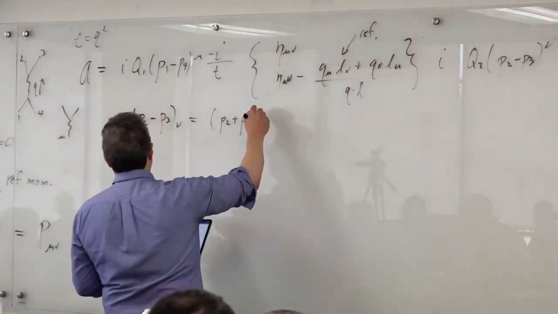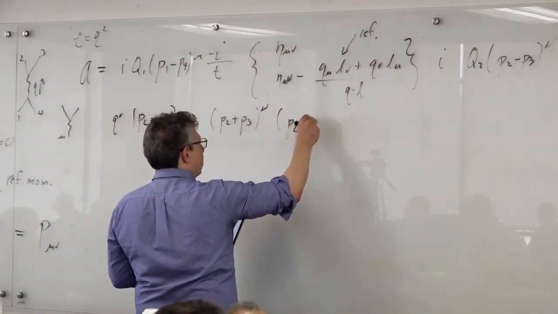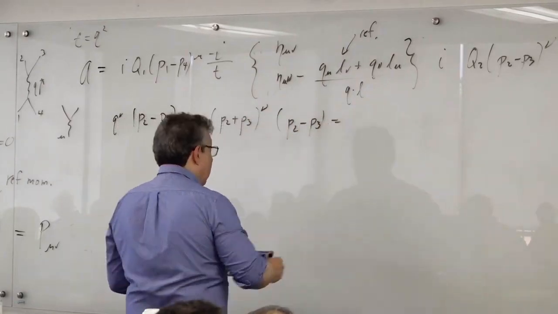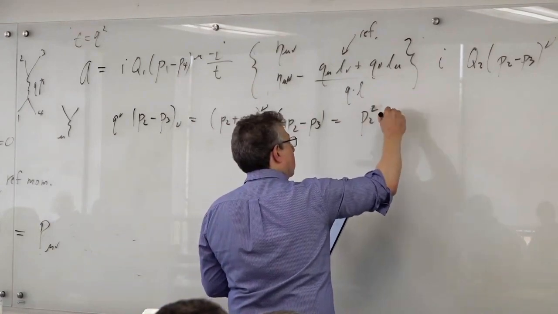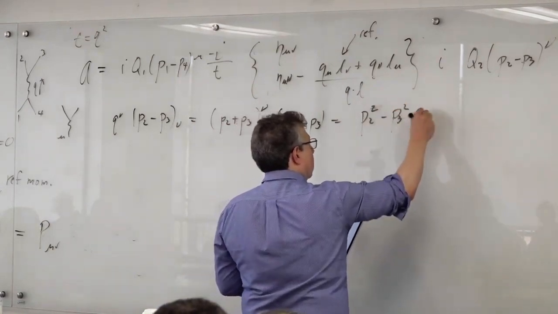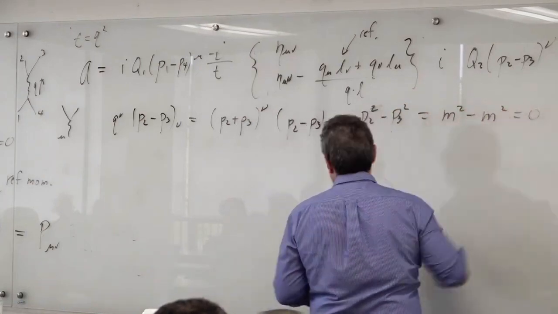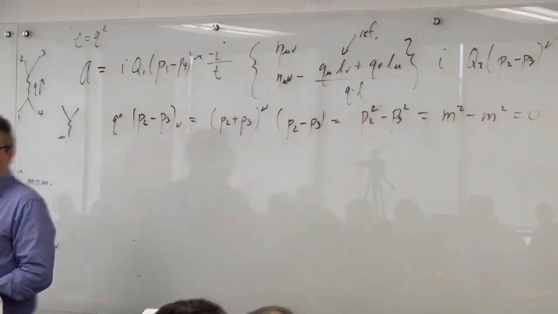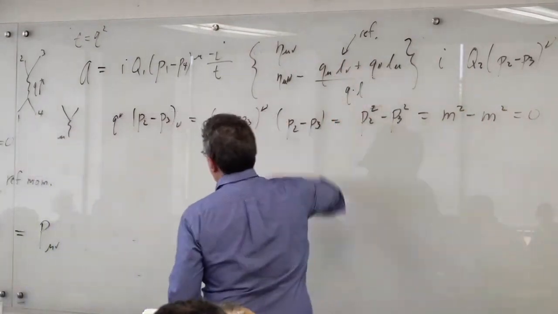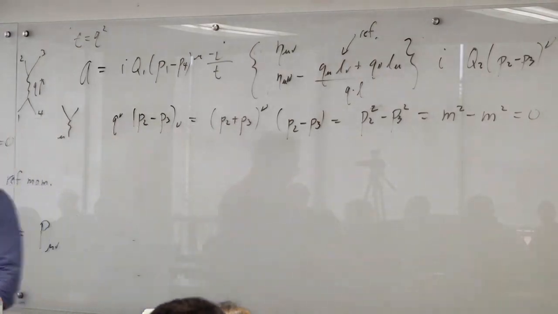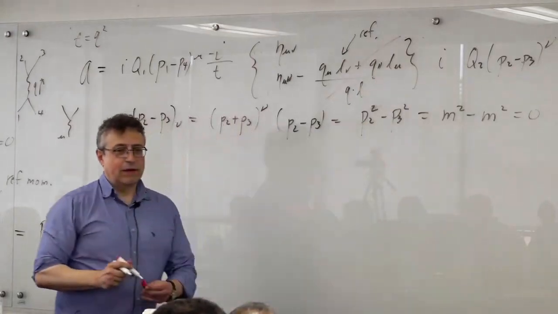So that's P2 plus P3, P2 minus P3, and that of course is equal to P2 squared minus P3 squared, which is equal to M squared minus M squared, which is equal to 0. So the current is conserved, okay? And what that means is that the same argument works the other way. So what that means is that this thing is irrelevant. That doesn't count.